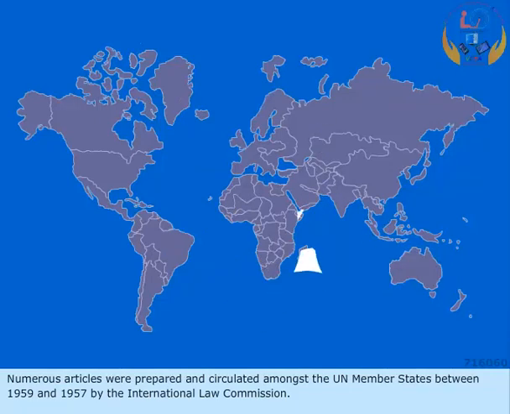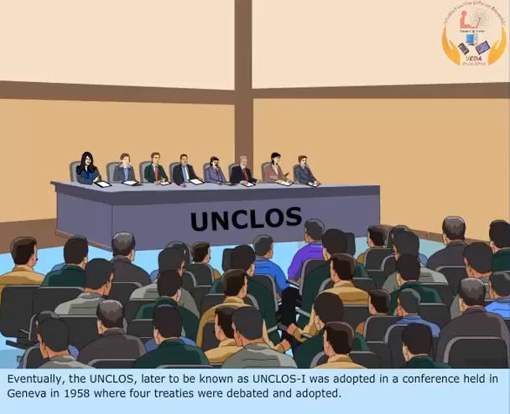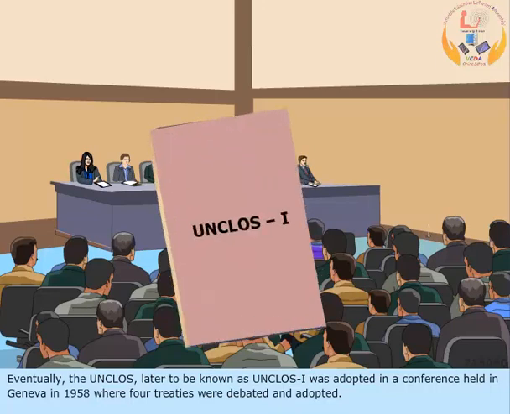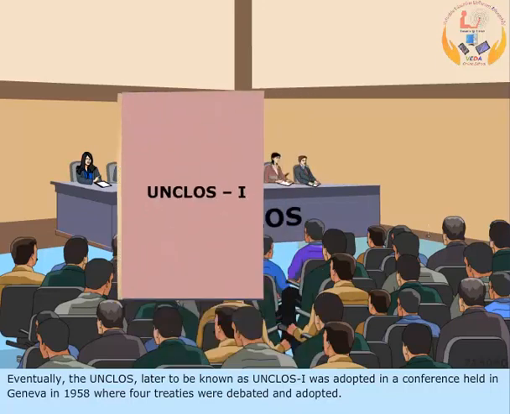Numerous articles were prepared and circulated amongst the UN member states between 1957 and 1959 by the International Law Commission. Eventually, the UNCLOS, later to be known as UNCLOS I, was adopted in a conference held in Geneva in 1958, where 4 treaties were debated and adopted.